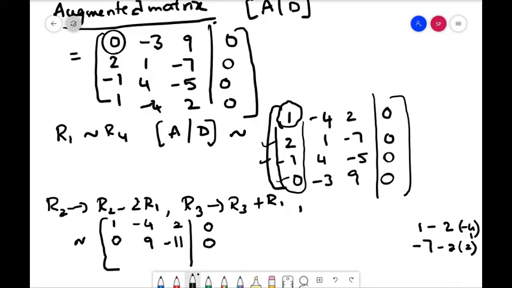These are all zeros. And the next one is just for R3 plus R1, you do minus 1 plus 1, 0. 4 minus 4, 0. Minus 5 plus 2 is minus 3, and this is 0. And at R4 you are not doing any changes: 0, minus 3, 9. So this is done with the augmented matrix, which has taken a few more steps here.